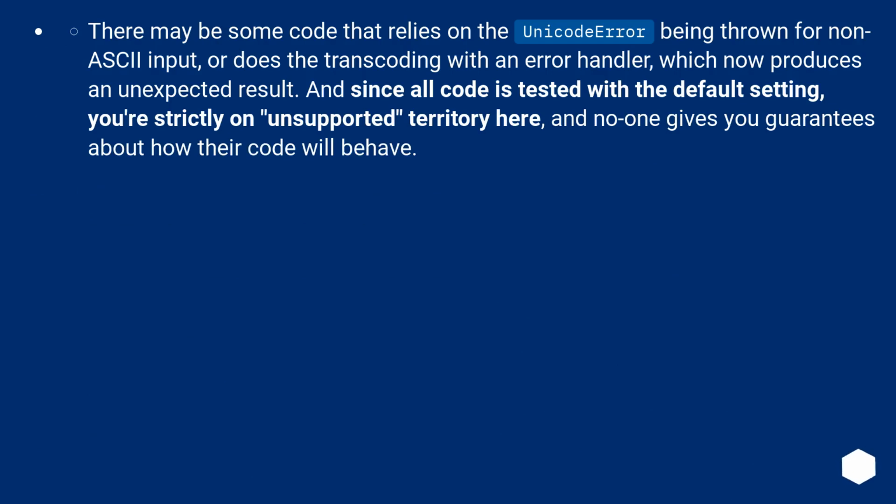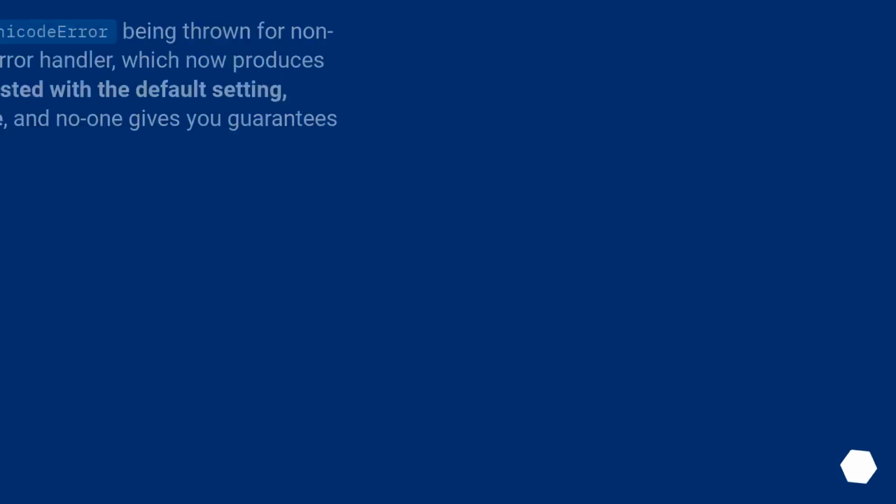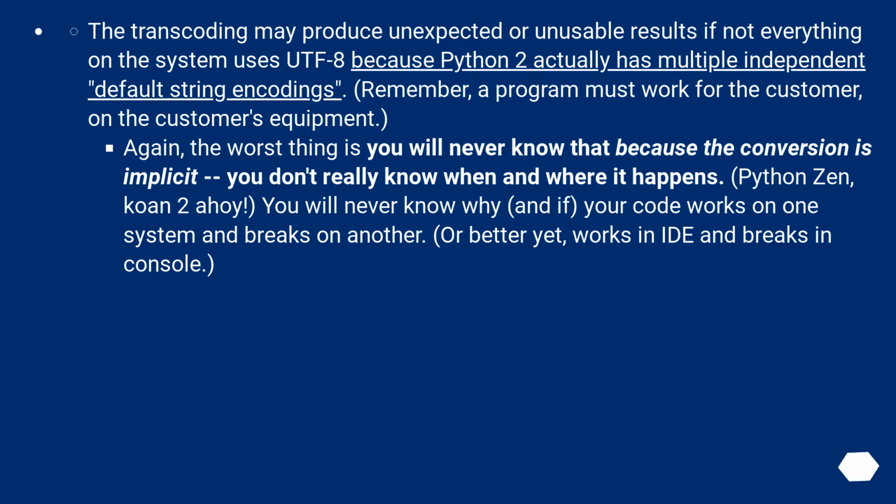There may be some code that relies on the Unicode error being thrown for non-ASCII input, or does the transcoding with an error handler, which now produces an unexpected result. And since all code is tested with the default setting, you're strictly on unsupported territory here, and no one gives you guarantees about how their code will behave. The transcoding may produce unexpected or unusable results if not everything on the system uses UTF-8, because Python 2 actually has multiple independent default string encodings.